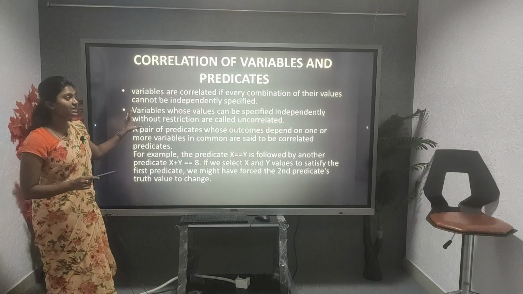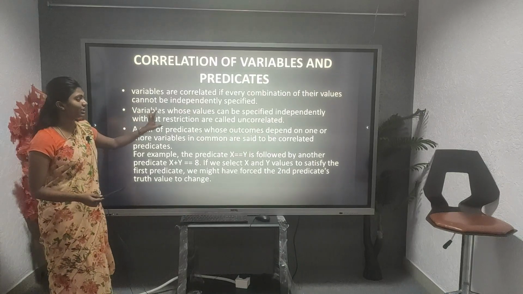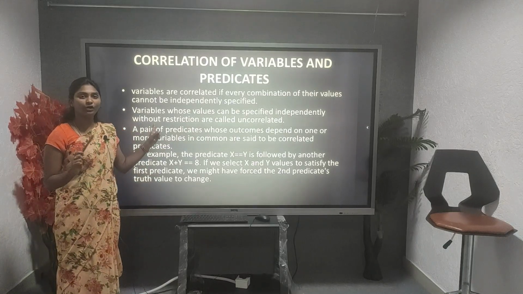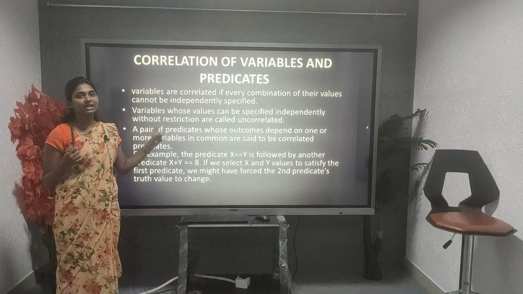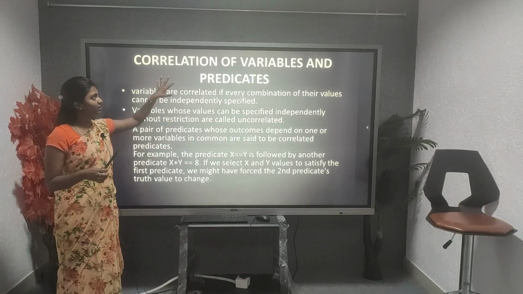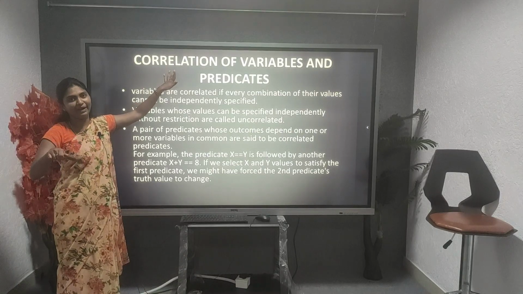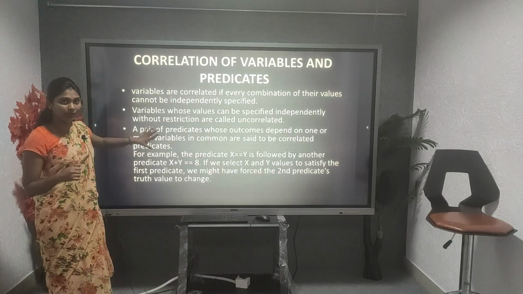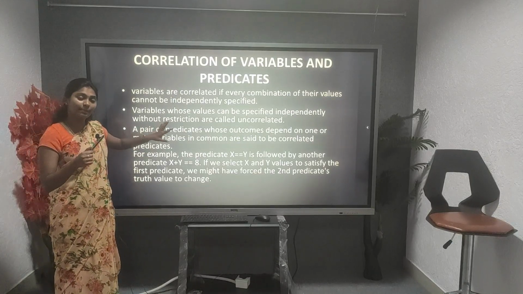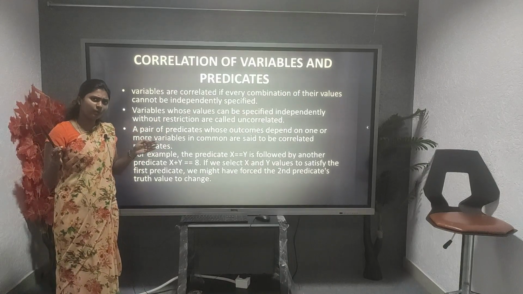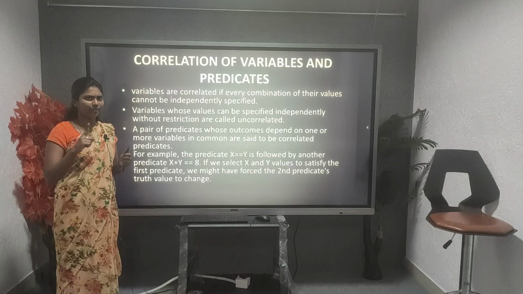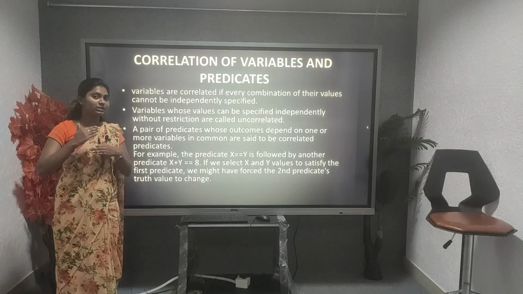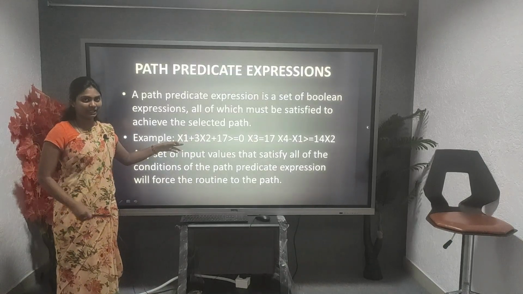The variables can be specified independently, without restriction, when they are uncorrelated. Independent variables have no restrictions. Why? Because it is uncorrelated. In this section we discuss the correlation of dependent variables. A pair of dependent variables will always depend on more variables, because these variables access the single variable, which is independent. But in dependent variables, many repeated variables will occur, so we have to correlate those values.